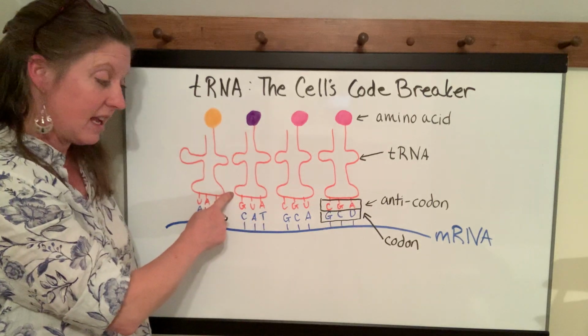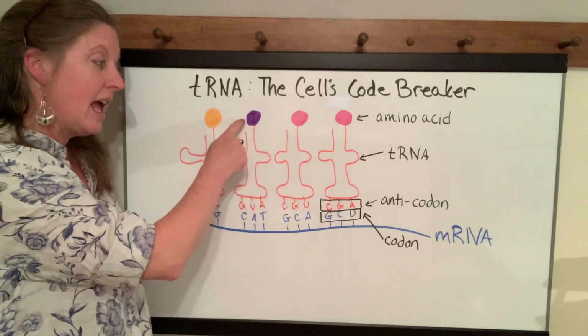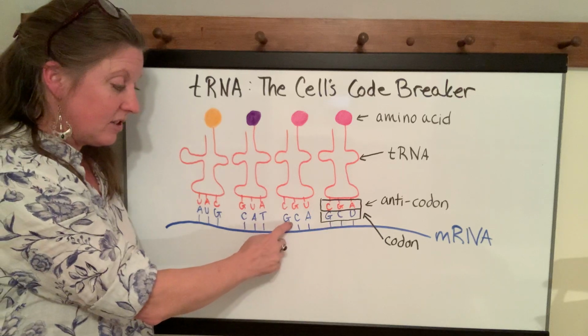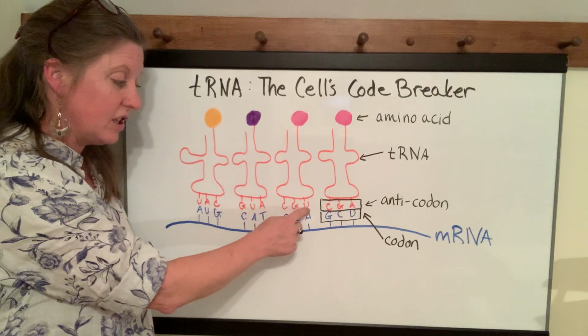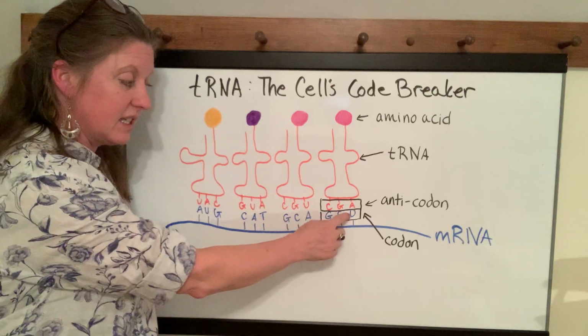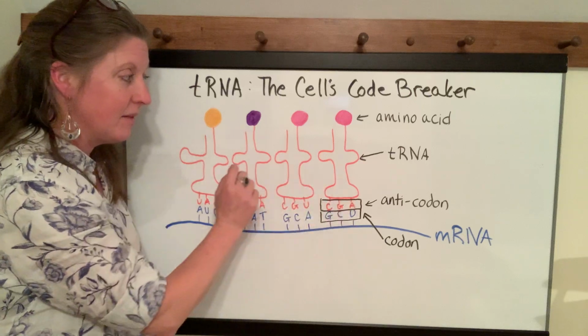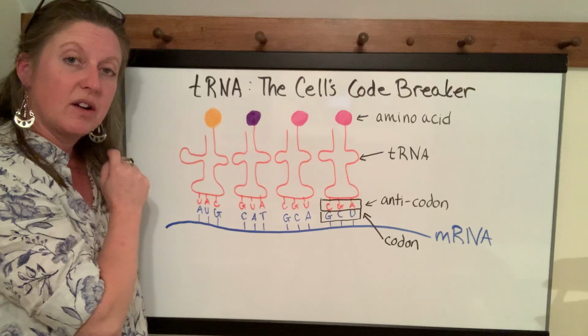Therefore, the tRNA that has the matching anticodon will be GUA, and it will have a different amino acid. This one is GCA, so the tRNA will have CGU. This one's GCU, so the tRNA anticodon will be CGA. Now, if you'll notice, I put the same amino acid on both of these tRNAs.